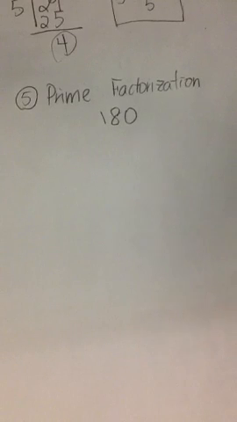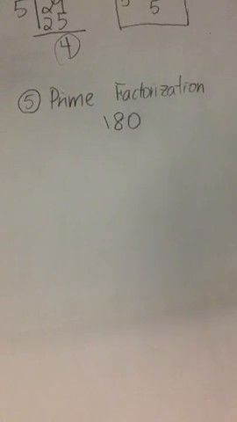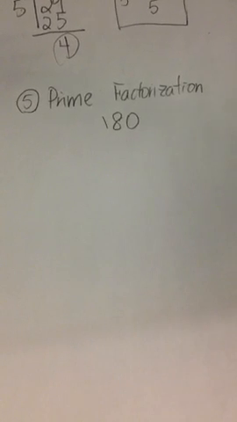And for number 5, it says to do prime factorization for the number 180. So we know that in prime factorization, all of our answers are going to be prime numbers. Prime numbers are numbers that cannot be broken down anymore. The factors will just be the number itself and 1. So let's see. What can we break 180 into?